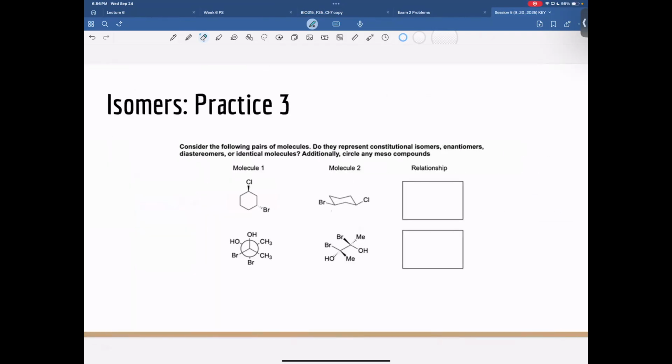All right, so call these molecules either constitutional isomers, enantiomers, diastereomers, or identical. I'll go through the first one with y'all, just to show y'all how I want it done. The first thing I would do is convert this chair structure into a 2D structure. So draw out that ring. We see that we have a bromine going up, and we have a chlorine that is 1, 2 carbons going up.